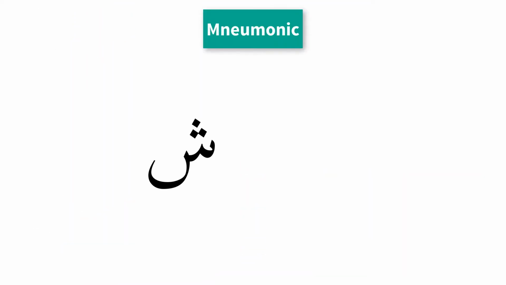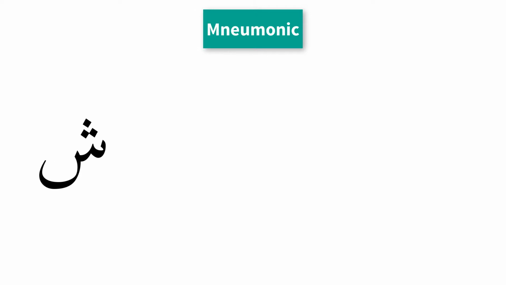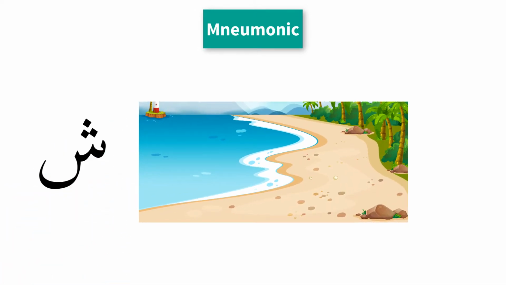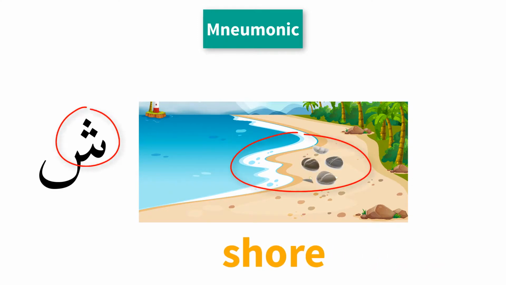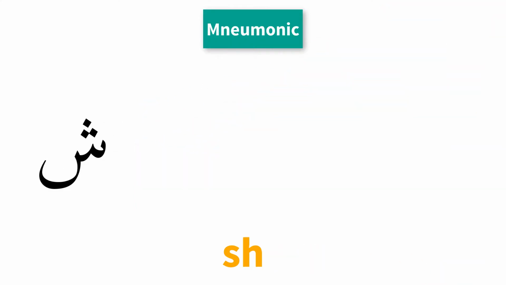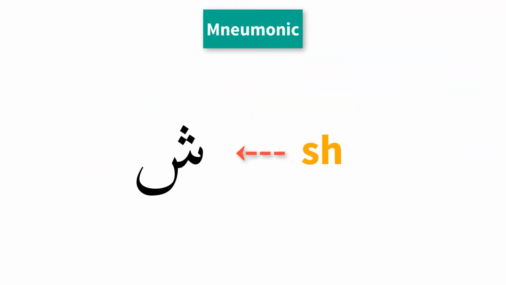If we continue with our waves of the sea example with seen, we can imagine these waves drifting endlessly until they reach the shore, where we find three pebbles or stones. The sh sound in shore should remind you of the sh sound for sheen.